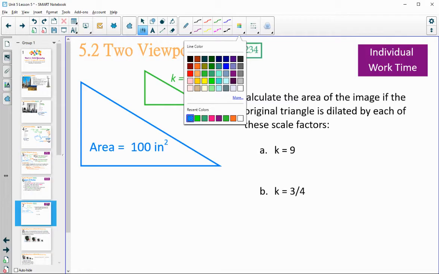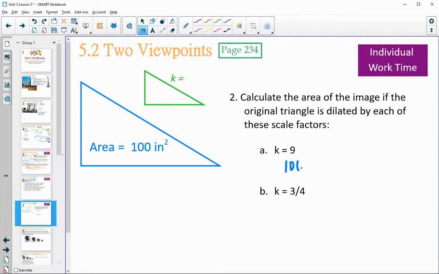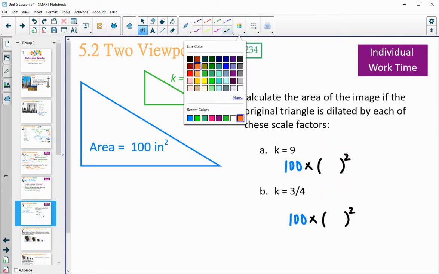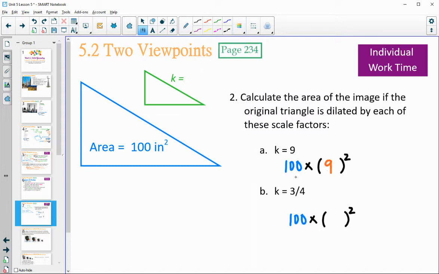All right, so we've got the original area is 100, and then we remember we will multiply by the K value squared for each of these, and that will get us our new area. So in this first one, your K value is 9. So we'll be doing 100 times 81. And so you will get 8,100, so 8,100 inches squared if we dilated by a scale factor of 9.